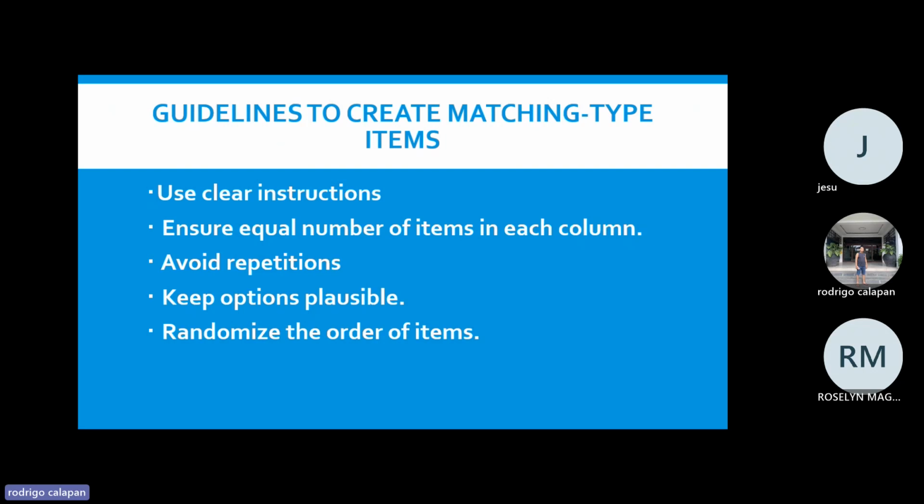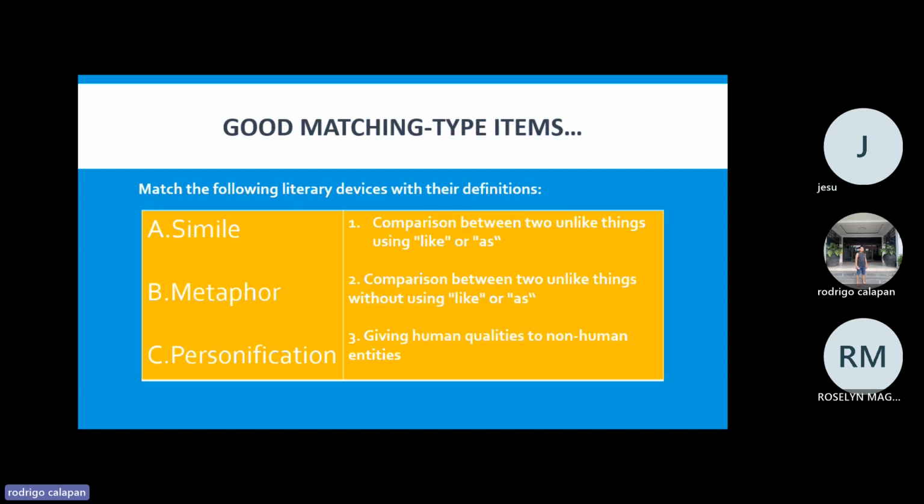Another thing, and the last one, is to randomize the order of items. In case you forget, randomize the order of the items in both the left and the right columns to eliminate any patterns that could give away the matches. So for example, these are examples of good matching type items. Look at the instruction: match the following literary devices with their definitions.